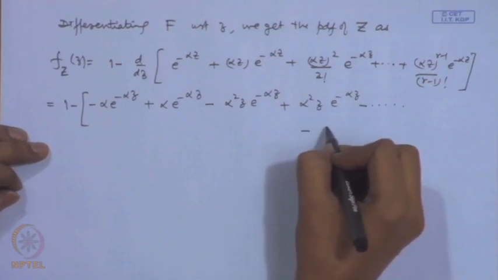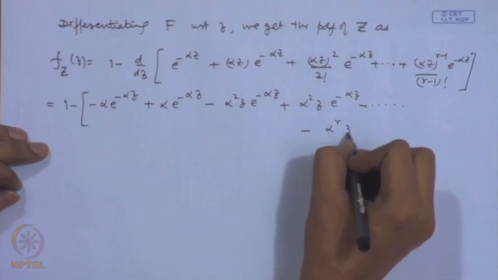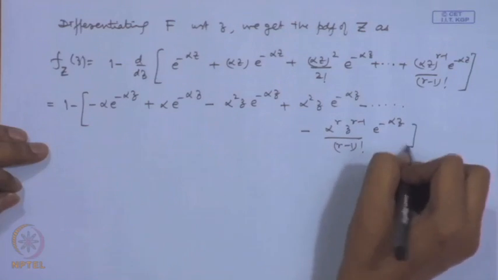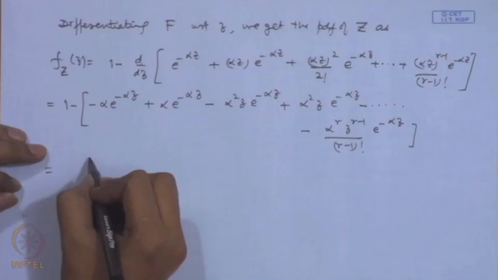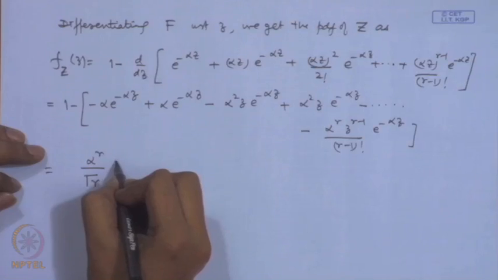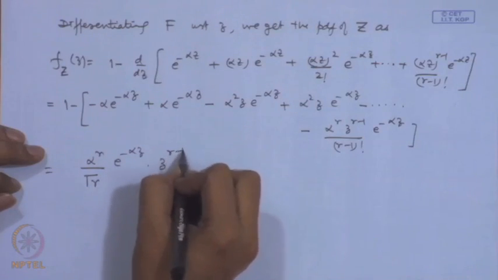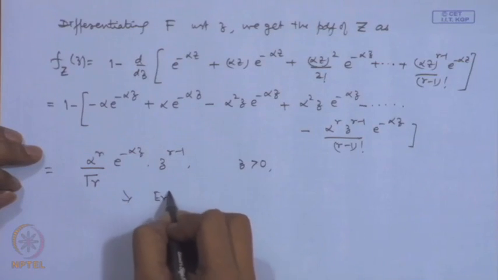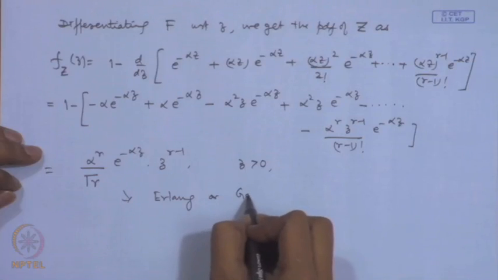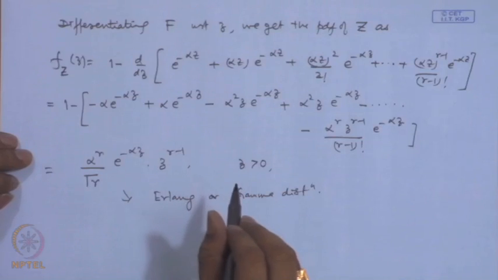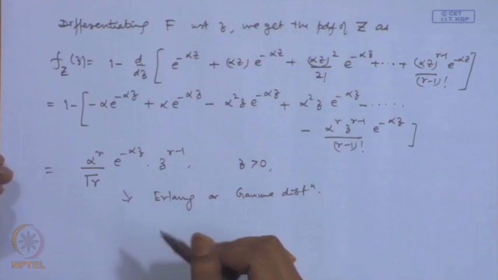term, that is equal to minus alpha to the power r z to the power r minus 1 e to the power minus alpha z by r minus 1 factorial. So, this is equal to alpha to the power r divided by r minus 1 factorial, which we write as gamma r, e to the power minus alpha z, z to the power r minus 1. Here z is positive. This is known as the Erlang or gamma distribution. So, a gamma distribution has been derived as the waiting time till the rth occurrence in a Poisson process.